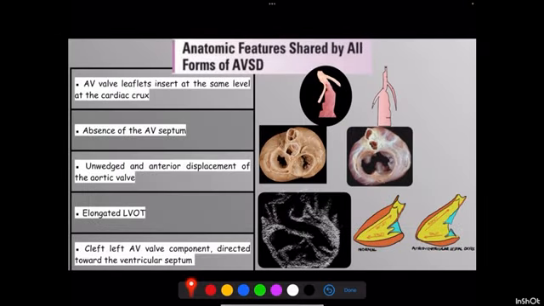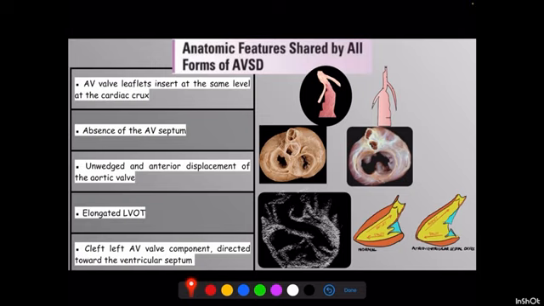Now this is the anatomic feature that is shared by all forms of AVSD. The atrioventricular valves insert at the same level; the normal offsetting is absent. You won't have this normal offset. Both the tricuspid valve and the mitral valve will insert at the same level.